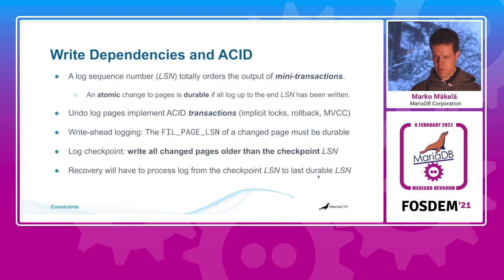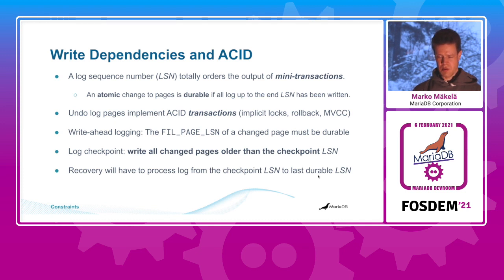If a transaction is rolled back, then that would be multiple mini transactions that, for example, delete records that had been inserted in the transaction. A mini transaction is durable if all of the log up to the end LSN of that mini transaction has been written to the persistent redo log. In InnoDB, also the undo log is implemented as buffer pool pages.